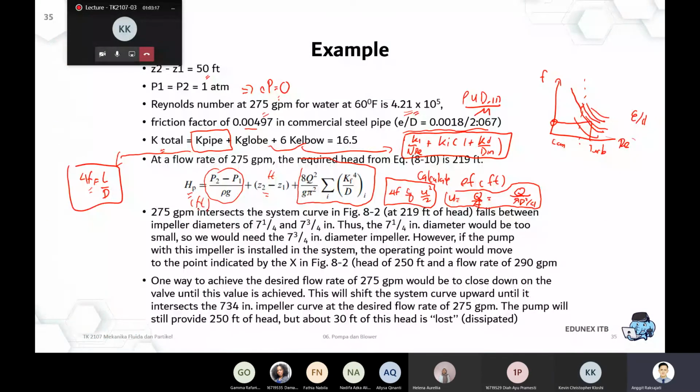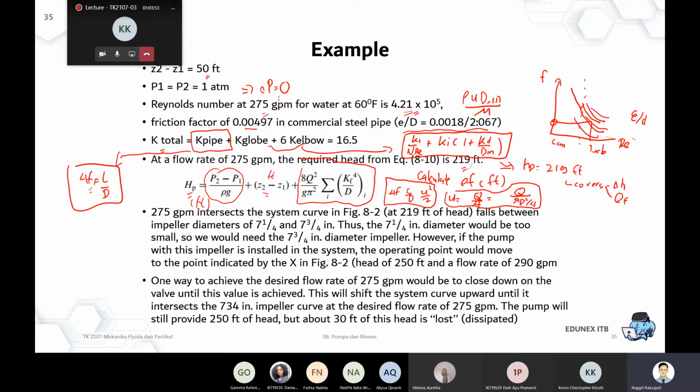Okay, now we go back again to the example. So at the end of the friction calculation, we get that the head of the pump is 219 feet. That already covers the delta H, and that already covers the friction. It doesn't cover the pressure and the velocity because it doesn't require any increase in pressure and velocity.